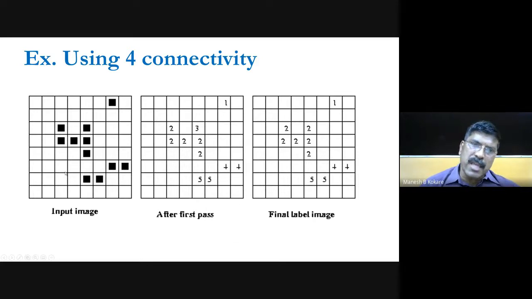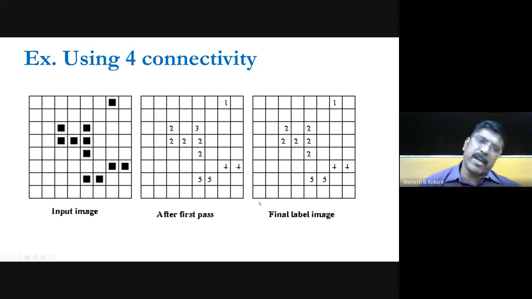Now see the same problem if you consider it with 8 connectivity. 8 connectivity means horizontal, vertical, diagonal, and this diagonal. So in total 8 connectivity will be there. Now see how many regions are there. First region, okay. This is one region, second region, this is the third region, okay, but it is labeled with 4, and the fifth region. So here how many distinct regions are there? 1, 2, 3, and 4 regions are there.